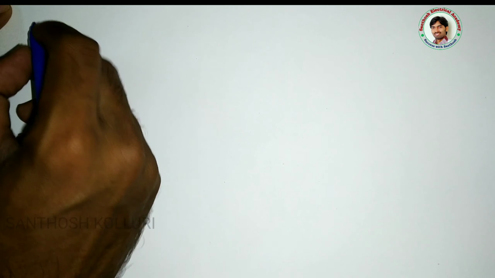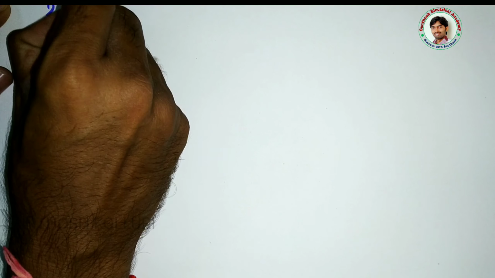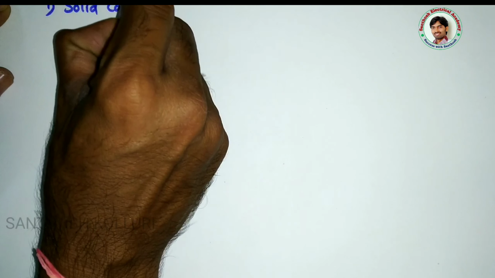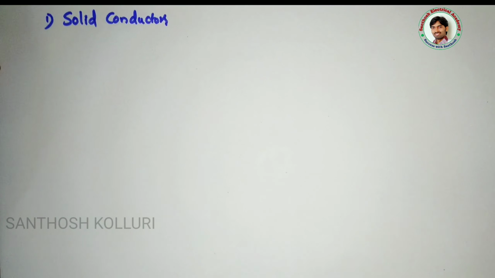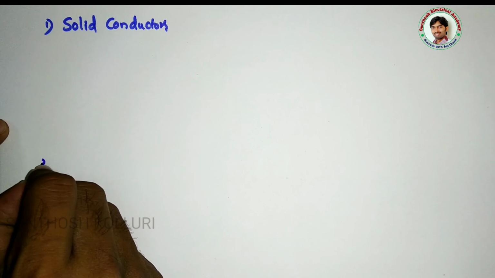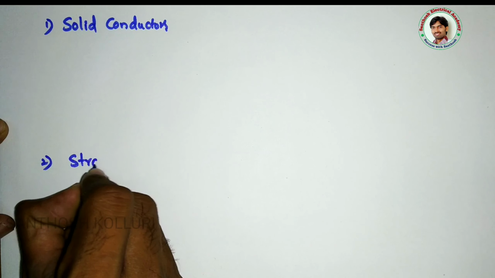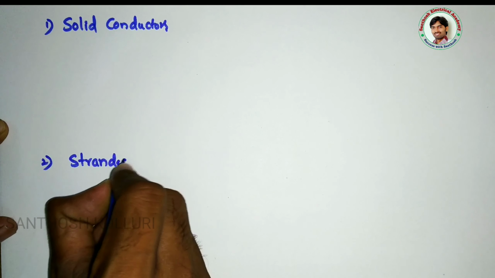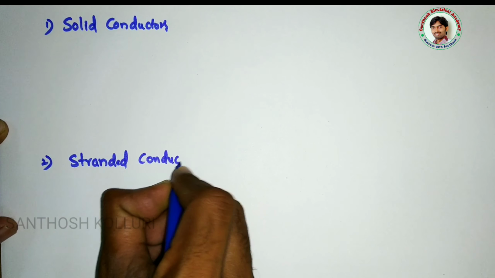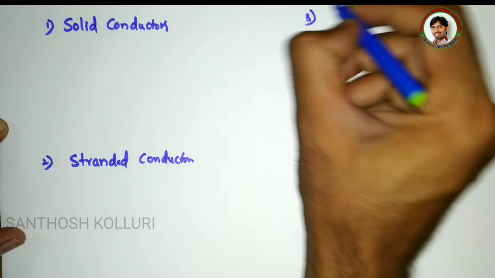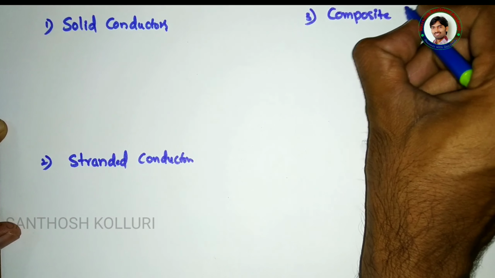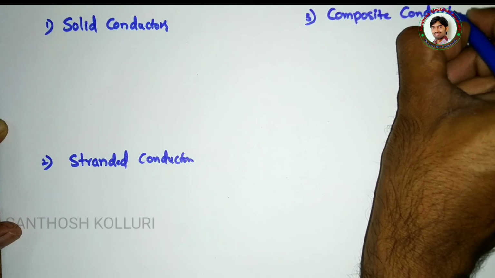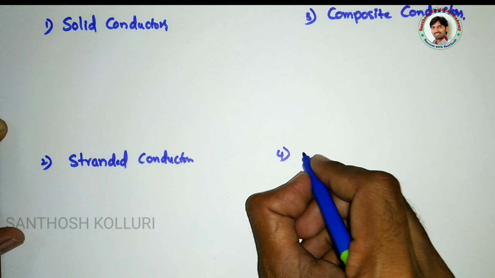What are the types of conductors that we have? One is solid conductors. Second one is stranded conductors. Third one is composite conductors. Fourth one is bundle conductors.